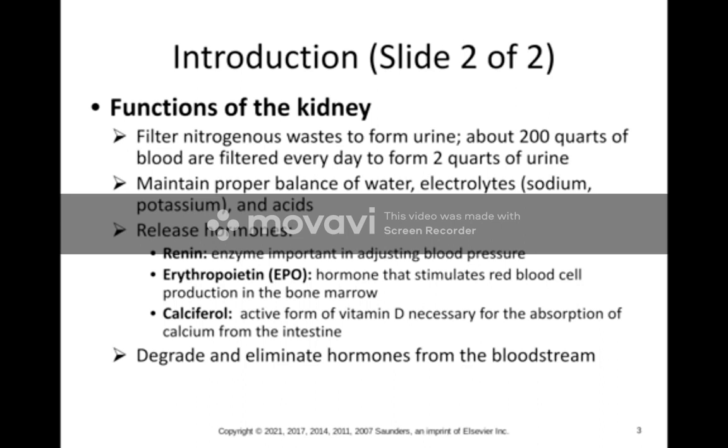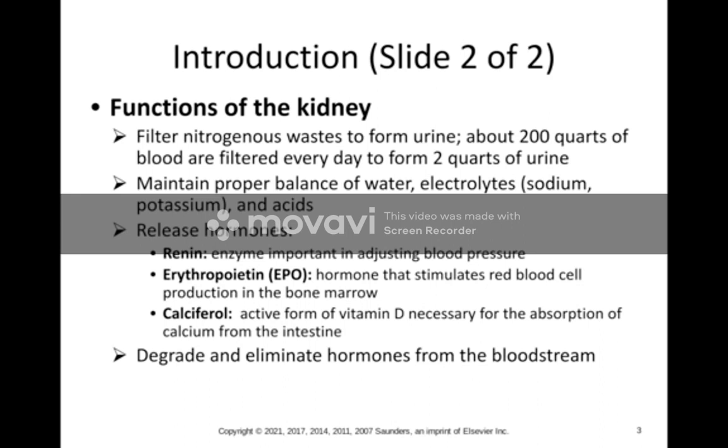So it filters nitrogenous wastes to form urine. About 200 quarts of blood are filtered every day to form 2 quarts of urine. And this helps to maintain proper balance of water, electrolytes such as sodium and potassium, and acids.